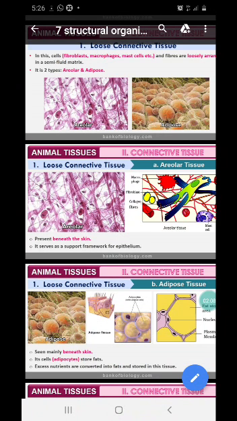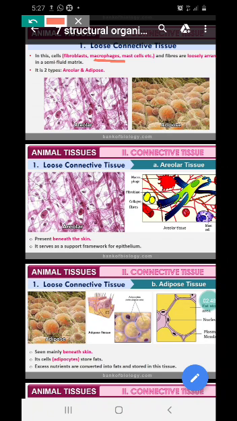Now, what are the different kinds of cells? They are the fibroblast, the macrophage, the mast cells. What are macrophages? Macrophages means big eaters. Macro means big, phages means eaters. Okay, right. And fibroblasts are the ones which secrete the fibers, two kinds of fibers. Okay, and in this, cells and fibers are loosely arranged in a semi-fluid matrix. The examples for this are the areolar and adipose connective tissue.